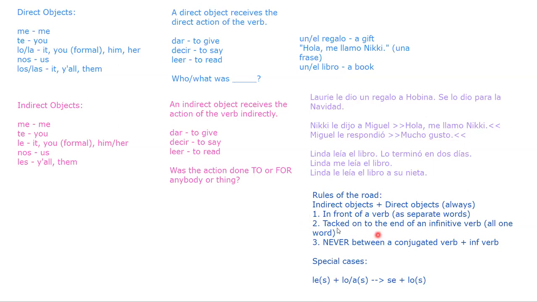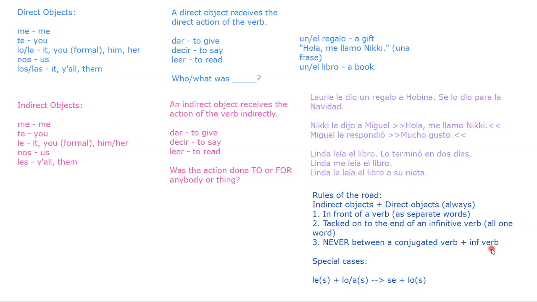However, take note, if you don't have an infinitive verb like in this sentence, se lo dio para la Navidad, there's no infinitive verb here. Dio is conjugated, so I can't go with structure number 2. I have to use structure number 1. And just a note for you, you are never going to put the indirect and direct object between a conjugated verb and an infinitive verb.